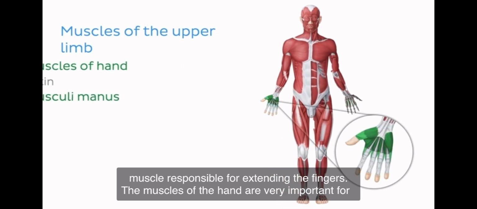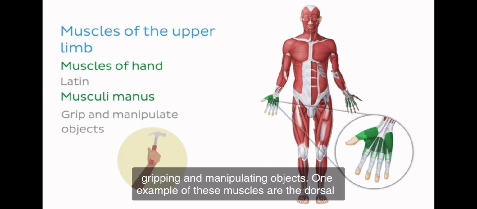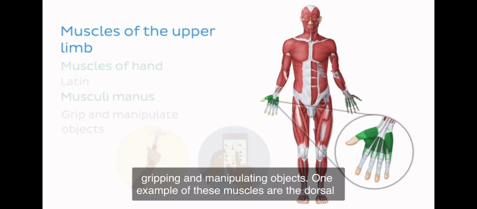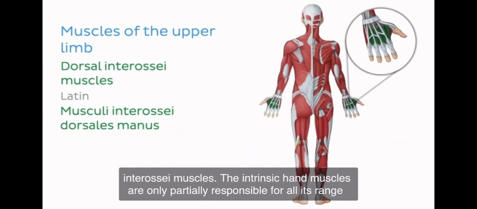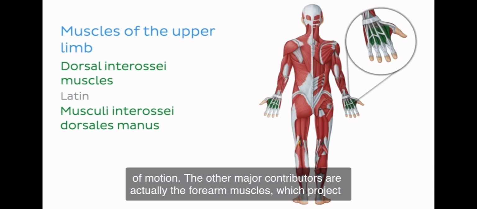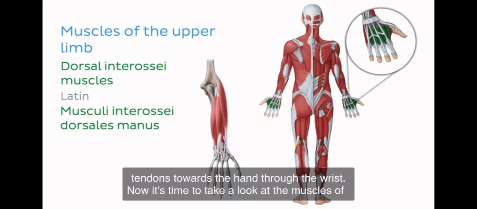The muscles of the hand are very important for gripping and manipulating objects. One example of these muscles are the dorsal interossei muscles. The intrinsic hand muscles are only partially responsible for all its range of motion. The other major contributors are actually the forearm muscles, which project tendons towards the hand through the wrist.